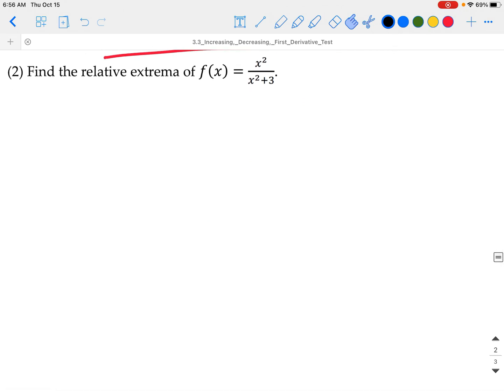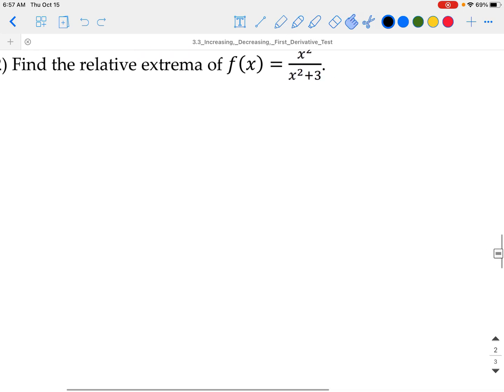So number 2, we want to find the relative extrema of f of x equals x squared over x squared plus 3. We're not given a domain, so we'll assume the domain is all real numbers here. Since x squared plus 3 will never be 0, we don't have any vertical asymptotes. So this function is going to be continuous everywhere. So let's go ahead and get started.